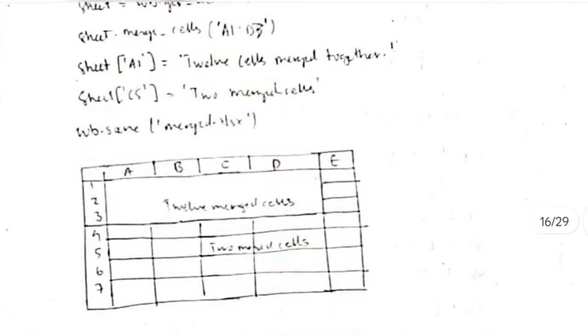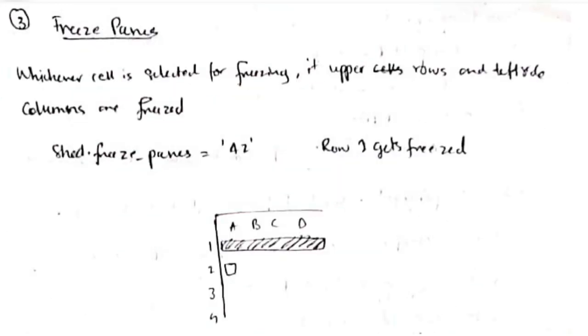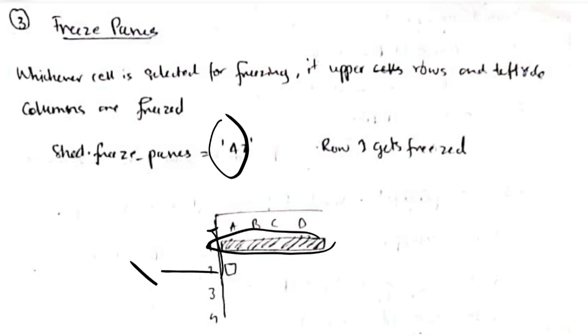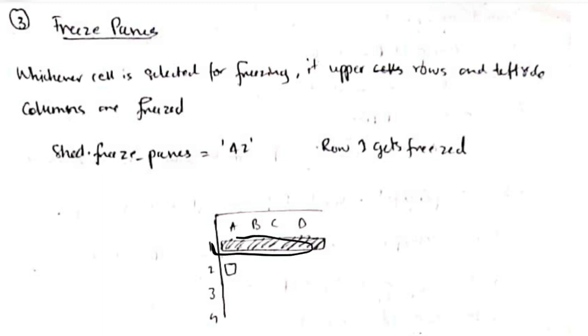Suppose that in some cases we want to insert some image here, right? At that time we will be merging the cells. Okay, freezing the cells: you select for freezing, and the top row of it and the left part of it will be frozen. Okay, for example, if I want to freeze the upper row of this one, I will be specifying A2. A2 means above this one whatever is there it will be frozen.